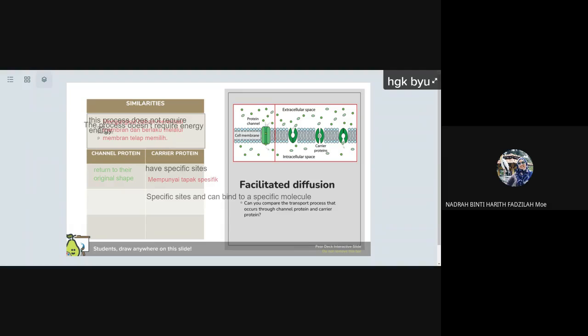Okay, good. You have good similarities there. I totally agree with you. Memang proses ni does not require energy. Good.